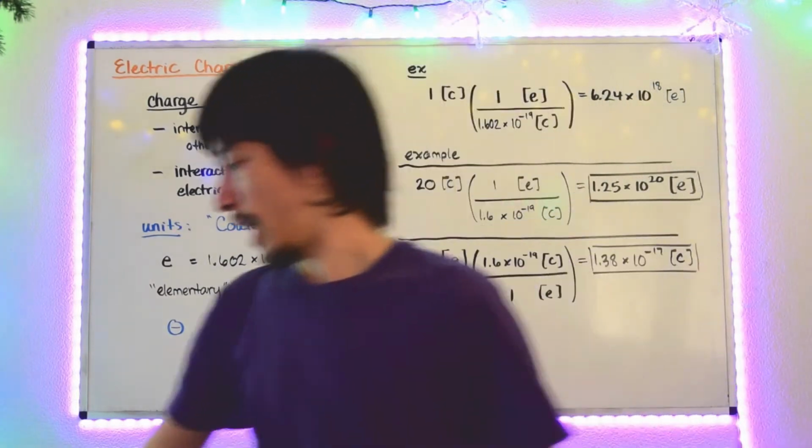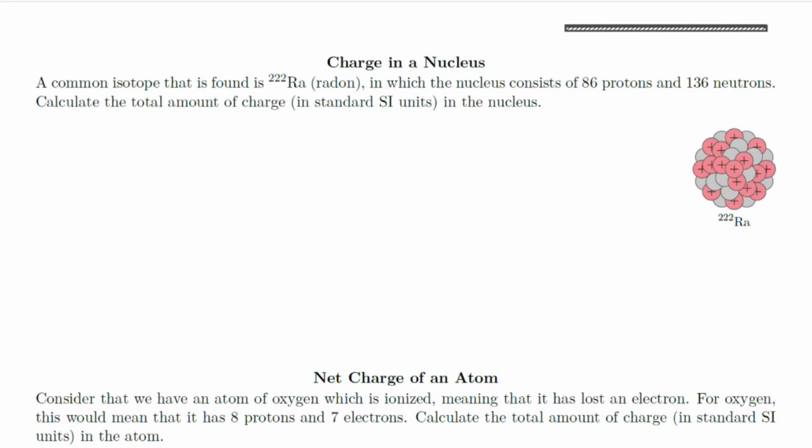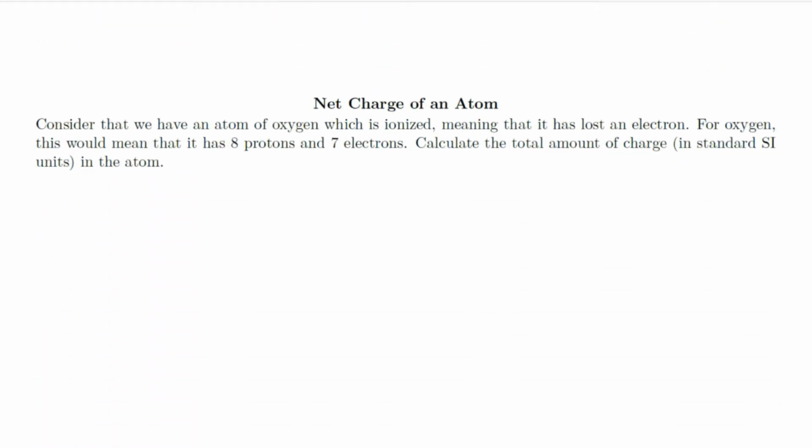Well, let's take a look at one last example. Net charge of an atom. Consider that we have an atom of oxygen which is ionized, meaning that it has lost an electron. For oxygen, this would mean that it has 8 protons and 7 electrons. Normally that number would be balanced if it was neutral, 8 and 8. Calculate the total amount of charge, again in SI units, in the atom.